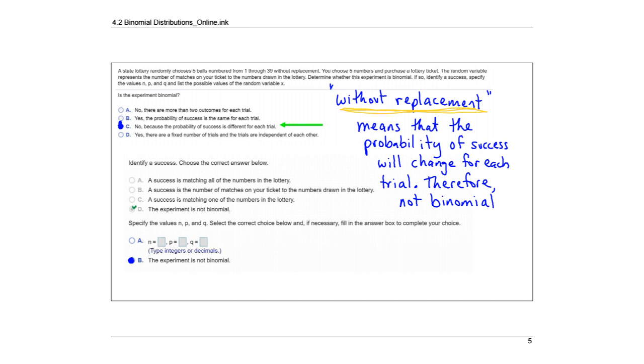If I run it through that machine and I grab a ball with the number 37 on it, but I take it away, now my probability has changed. So that's not going to work. It is not a binomial distribution, and that's because the probability of success is different for each trial. And so along the way, as you work your way down, you're going to just keep saying the experiment is not binomial, the experiment is not binomial, and you're going to click all the way through with that.